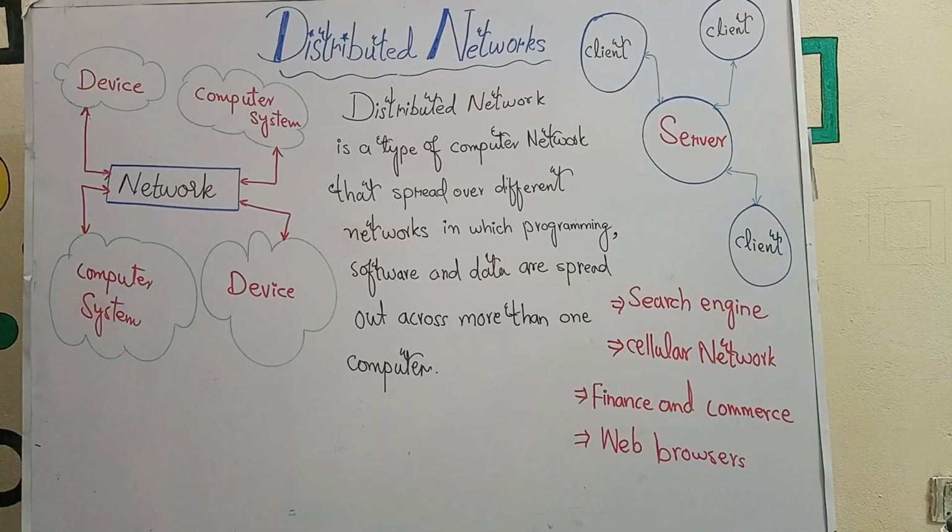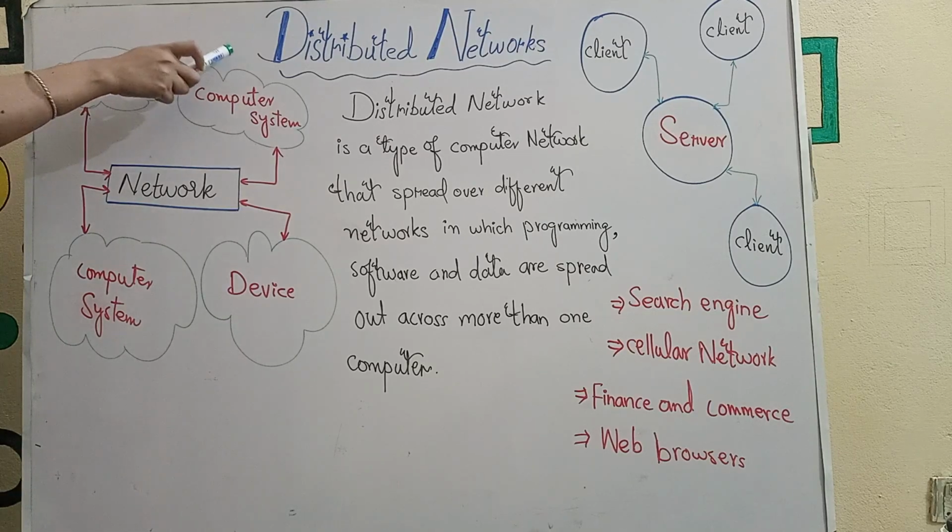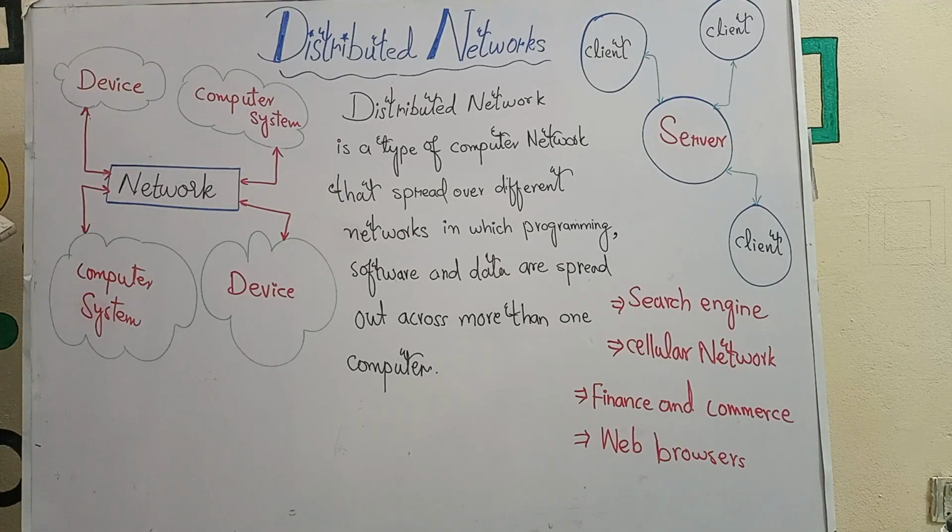First, there are two terms in this: distributed and network. Do you know what is meant by distributed? When you hear the word distributed, it means to share or spread out something. And a network is a set of connected devices. When you connect some devices together, they form a network. So we can say a distributed network is the set of devices which are interconnected to share or spread out something, some information. So this is the meaning of distributed network.